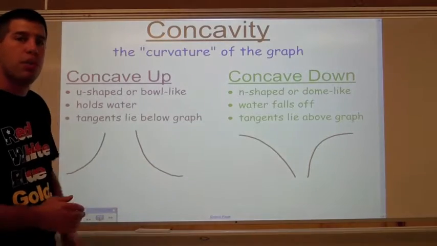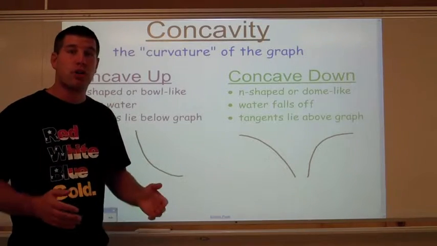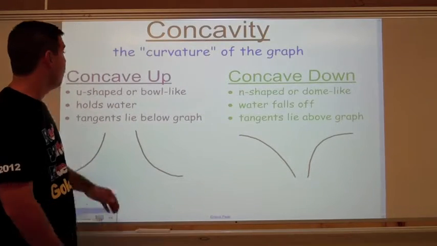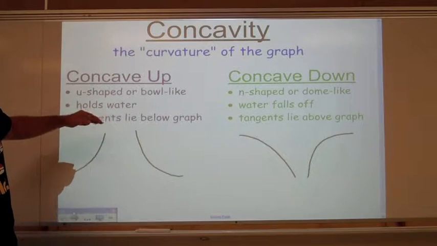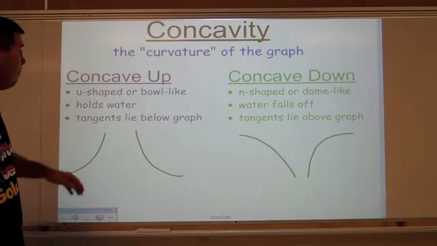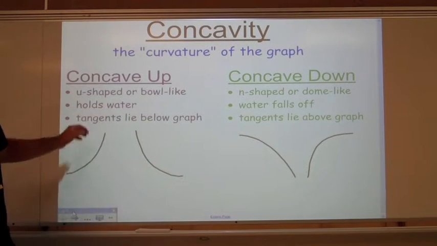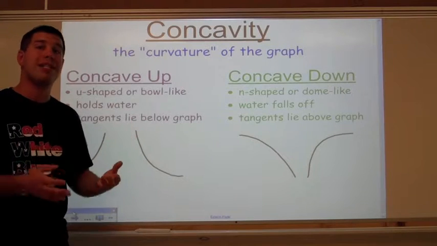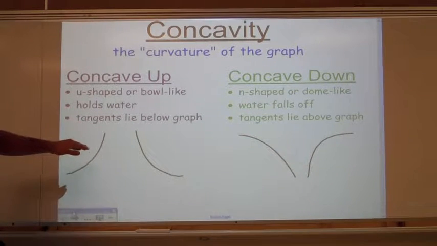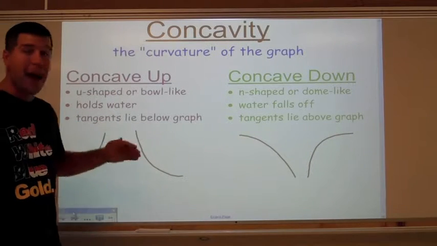Concavity, as you will learn in your pre-calculus course, is the curvature of the graph, whether it's kind of curving upward or downward. If a function is concave up on an interval, it's U-shaped, like a regular parabola, or bow-like. You can think of it: if you poured water into it, the water would stay inside of it, it would hold water. The formal definition of concave up is that all the tangent lines lie below the graph.